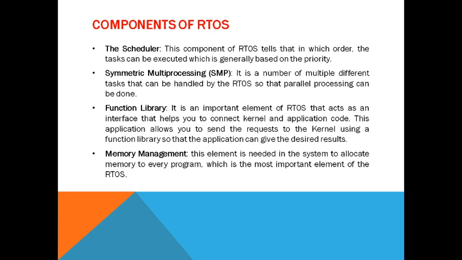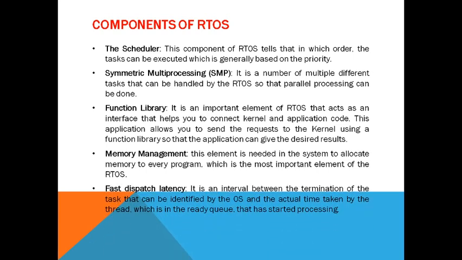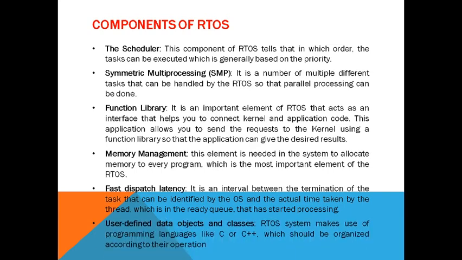Then memory management. This element is needed in the system to allocate memory to every program, which is the most important element of the real-time operating system. Fast dispatch latency. It is an interval between the termination of a task that can be identified by the OS and the actual time taken by the thread in the ready queue to start processing. So fast dispatch latency is an important component for RTOS.